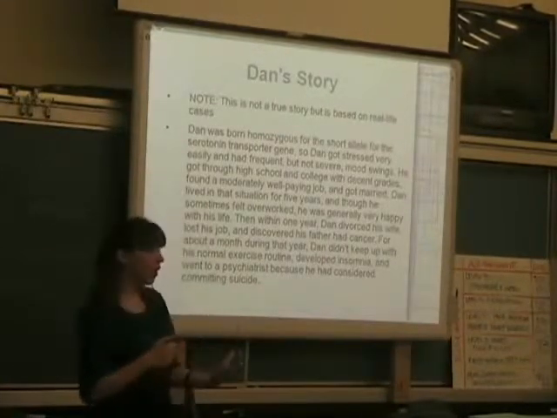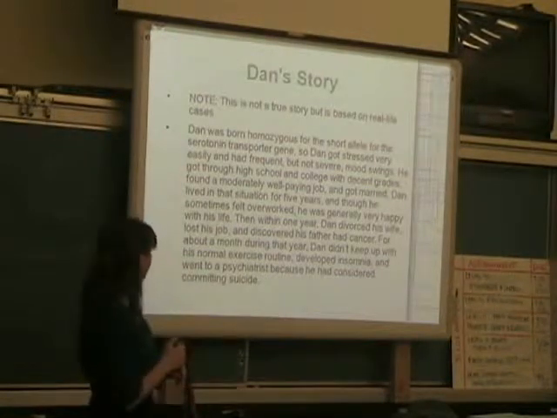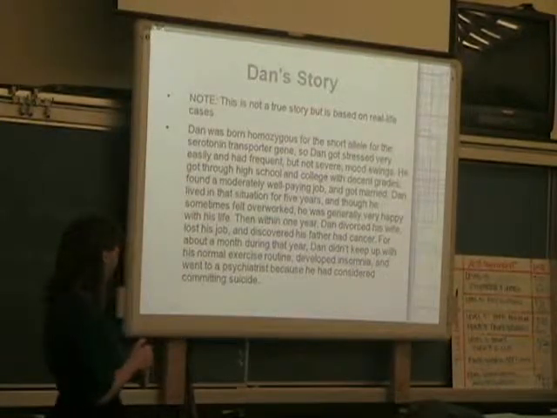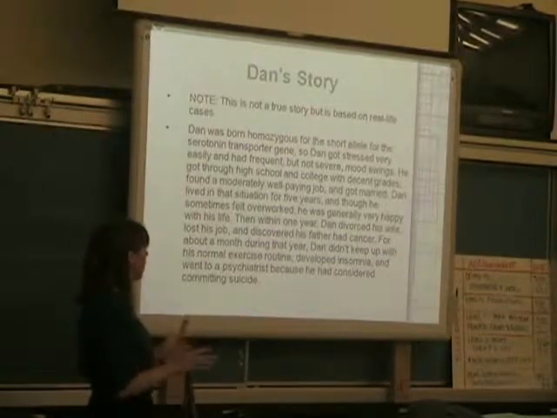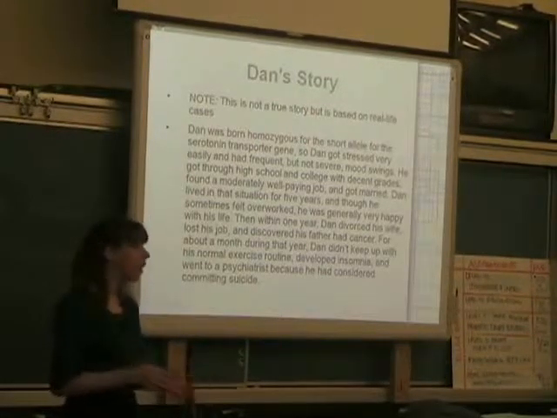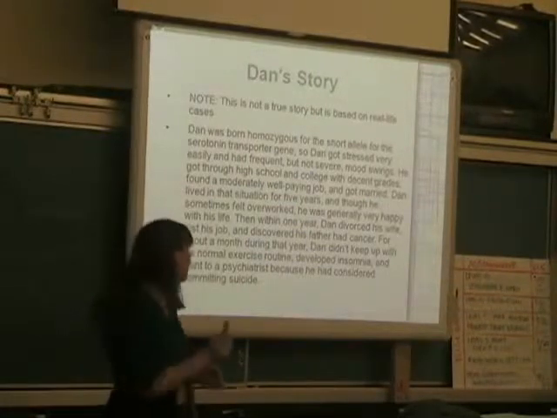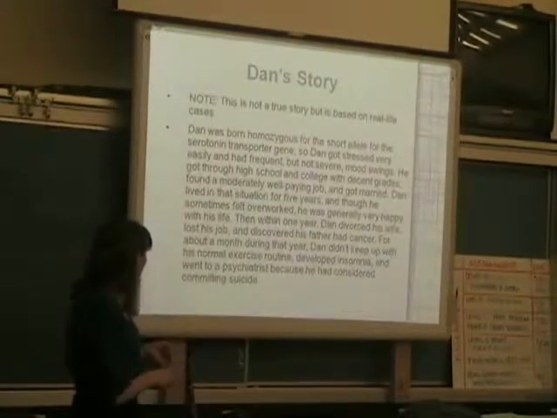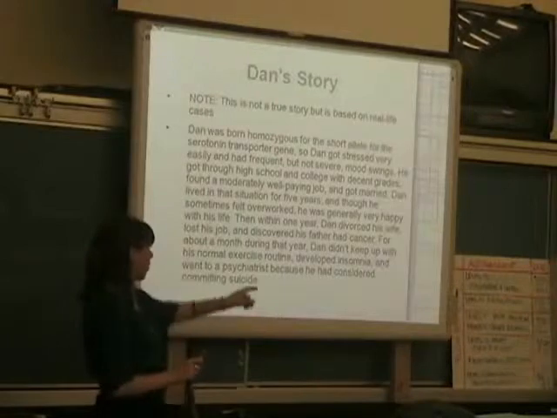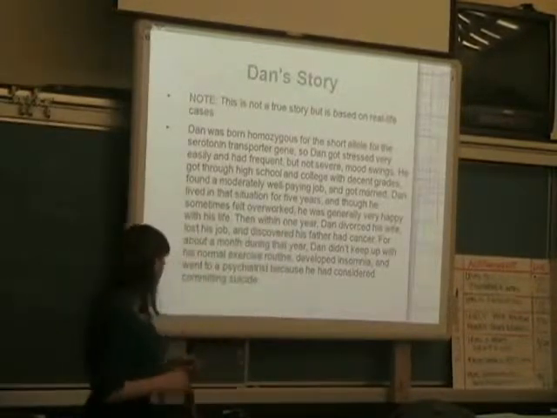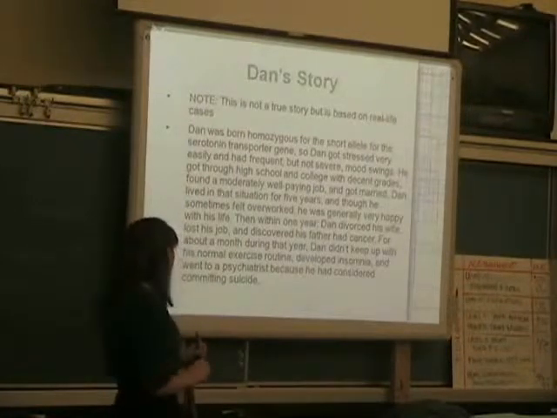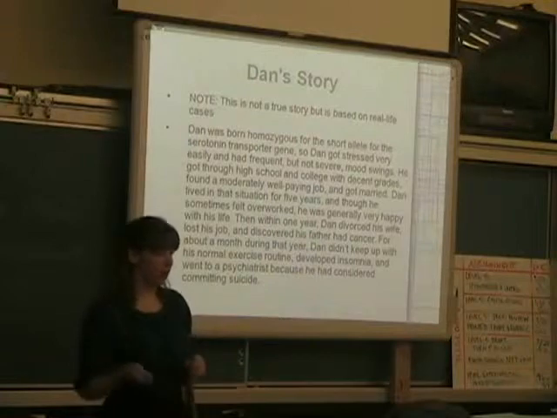So Dan got stressed very easily and had frequent, but not severe, mood swings. He got through high school and college with decent grades, found a moderately well-paying job, and got married. Dan lived in that situation, the well-paying job and married life, for 5 years, and though he sometimes felt overworked, he was generally very happy with his life. Then, within 1 year, Dan divorced his wife, lost his job, and discovered his father had cancer. For about a month during that year, Dan didn't keep up with his normal exercise routine. He developed insomnia and went to a psychiatrist because he had considered committing suicide.